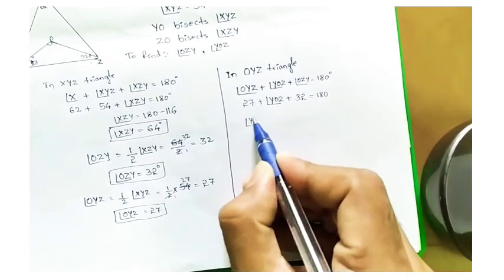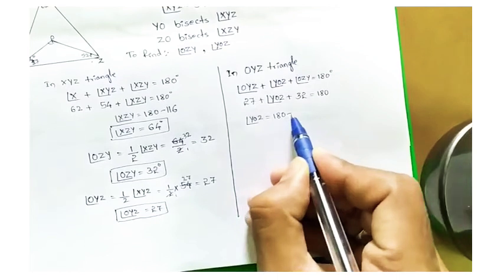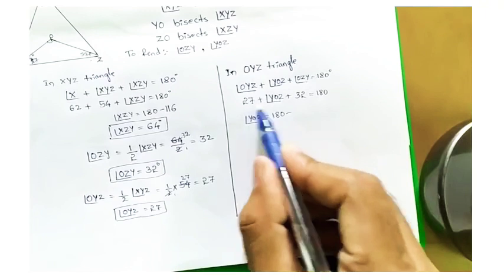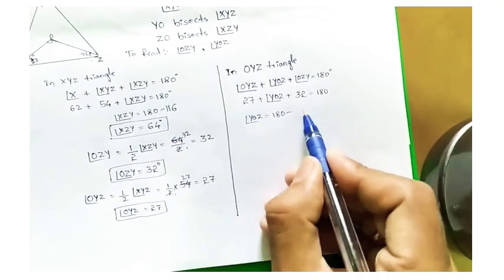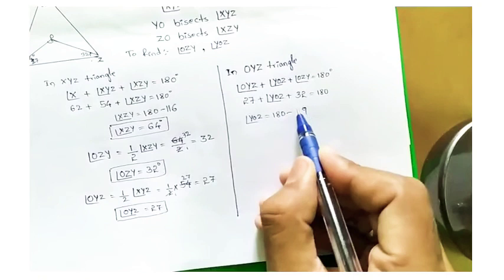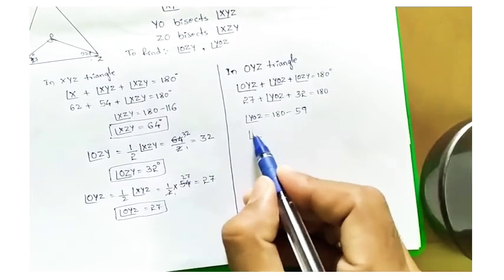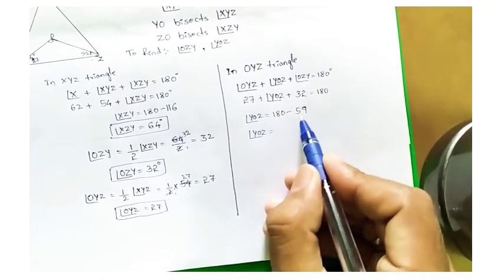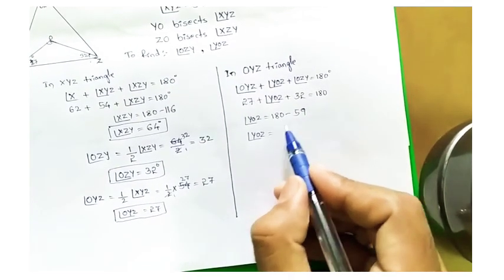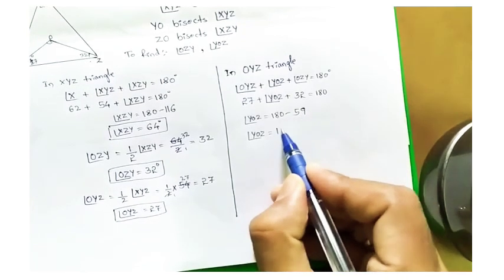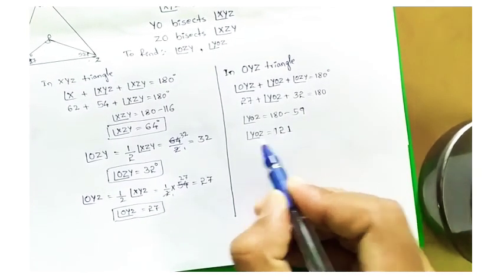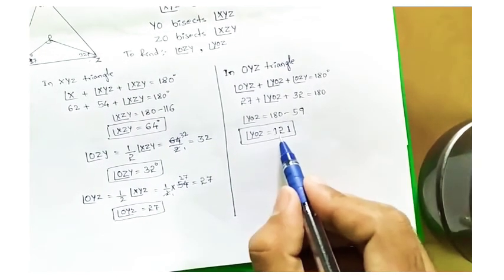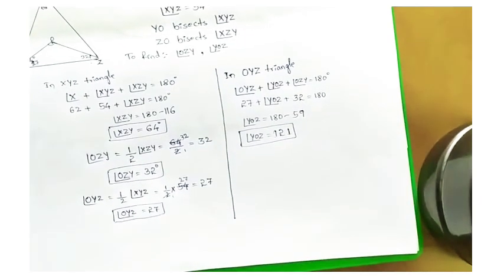So YOZ equal to 180 minus, so if you add them and take to the right side, 2 plus 7, that is 9, 2 plus 3, 5. So YOZ equal to 180 minus 59. So here you will get 121. So YOZ equal to 121. This is our final answer.